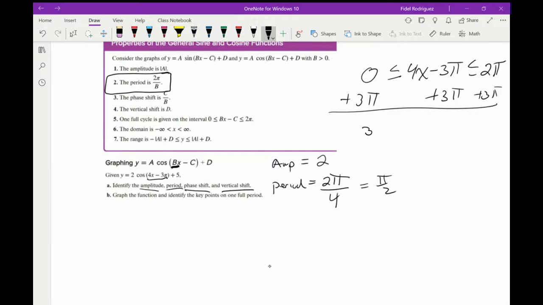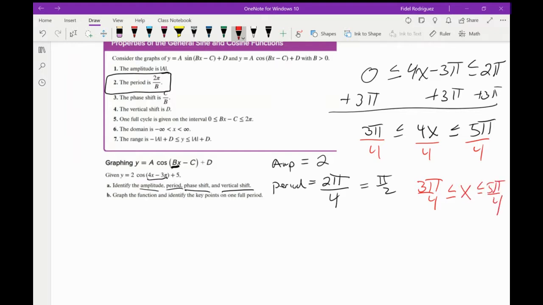So 3 pi is less than or equal to 4x, which is less than or equal to 5 pi. Now we're going to divide everything by 4. So this is going to be 3 pi over 4 is less than or equal to x, which is less than or equal to 5 pi over 4.